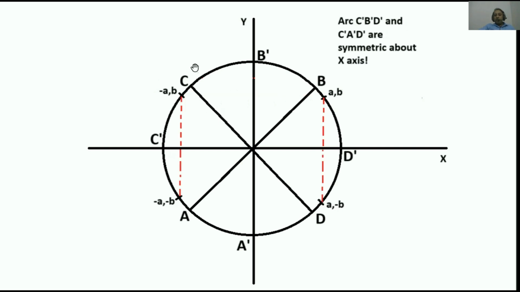Similarly, the arc C dash B dash D dash and the arc C dash A dash D dash are symmetric about the x axis. If there is some point (A, B) on arc C dash B dash D dash and I draw a vertical line, wherever it intersects the lower arc D dash A dash C dash, the x will remain the same and only y will be negative. So (A, minus B) will be this point, the symmetric point of the two halves. Similarly, one more example: the point is (minus A, B), and its symmetric point on the lower arc C dash A dash D dash keeps x the same with y negative, so it will be (minus A, minus B).